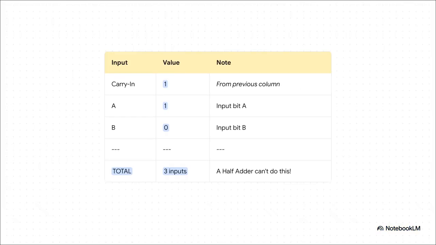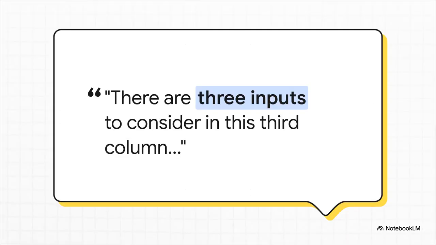Okay, look at this example from the source material. We're focused on that third column. We've got the bit from our first number, A, which is a 1. We've got the bit from our second number, B, which is a 0. But wait, we also have to deal with that carry bit, another 1, that just got passed over from the previous column's calculation. Our poor little half adder only has 2 inputs, one for A and one for B. It literally has no plug for that third bit. It's stuck. And the source material really spells this out for us, stating that for this column, there are 3 inputs to consider. Our simple tool just isn't up to the job anymore.